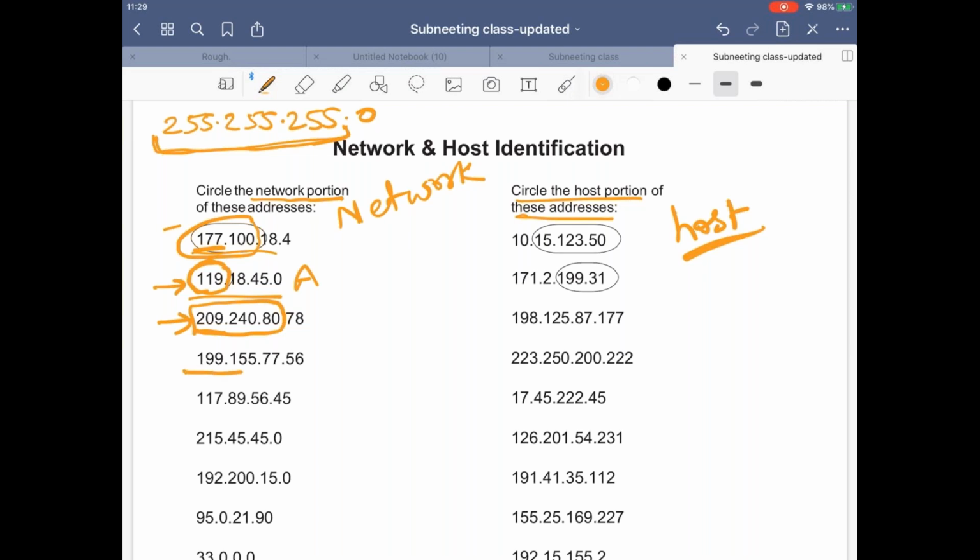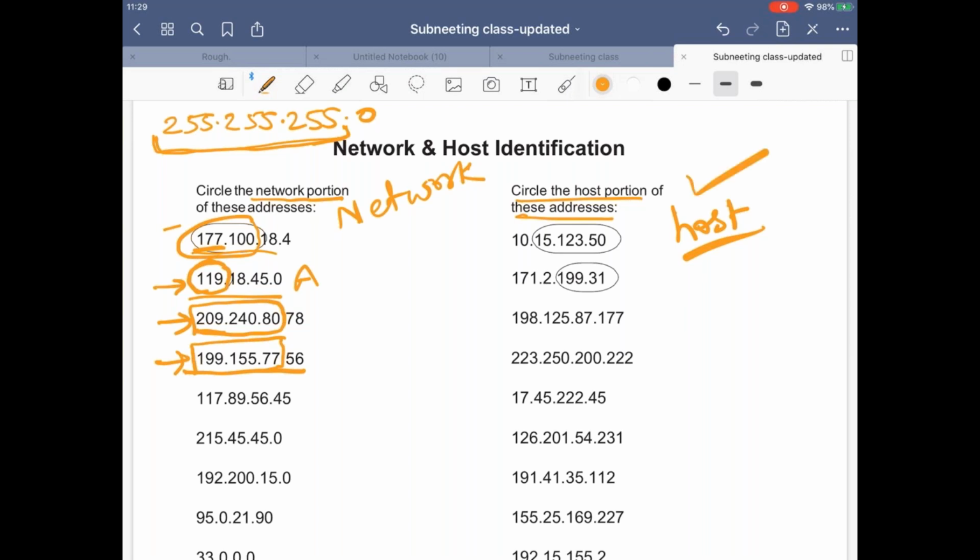Here in this example, 199 falls under class C. Again, one more time, we will compare with the default subnet mask. Class C default subnet mask has the first three octets as 255. So this is the network portion.